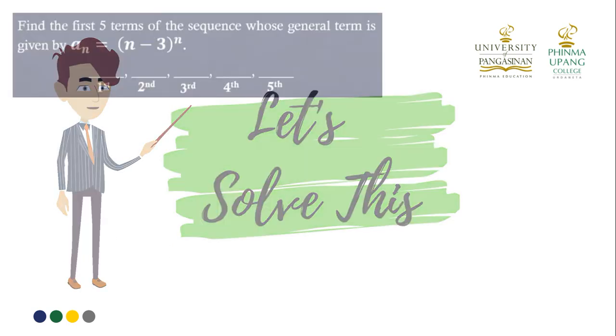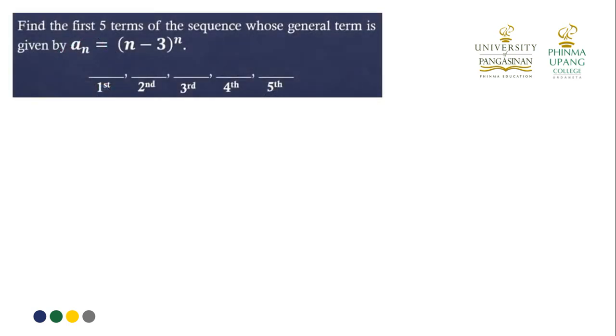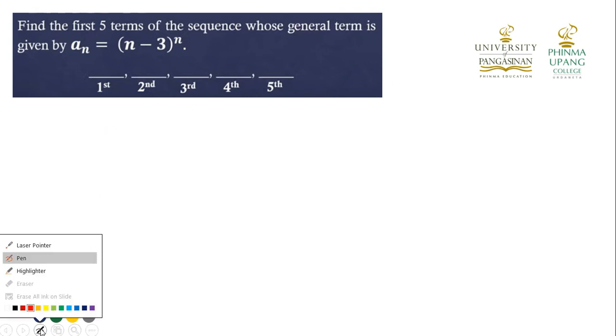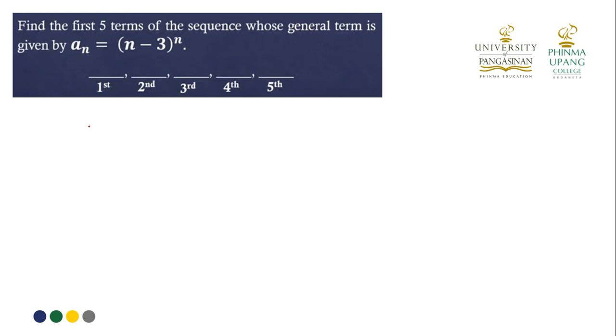Let's move on to solving. Find the first 5 terms of the sequence whose general term is given by a sub n equals (n minus 3) raised to n. We will find the first, second, third, fourth, and fifth terms. Again, first, second, third, fourth, and fifth is what we call the domain. We'll do it manually first, then I'll show you how to get it using the calculator.